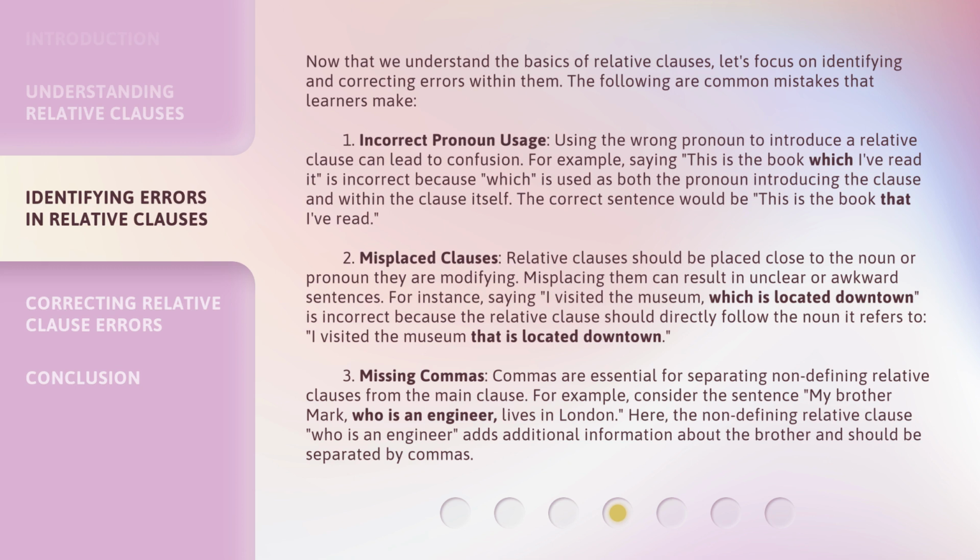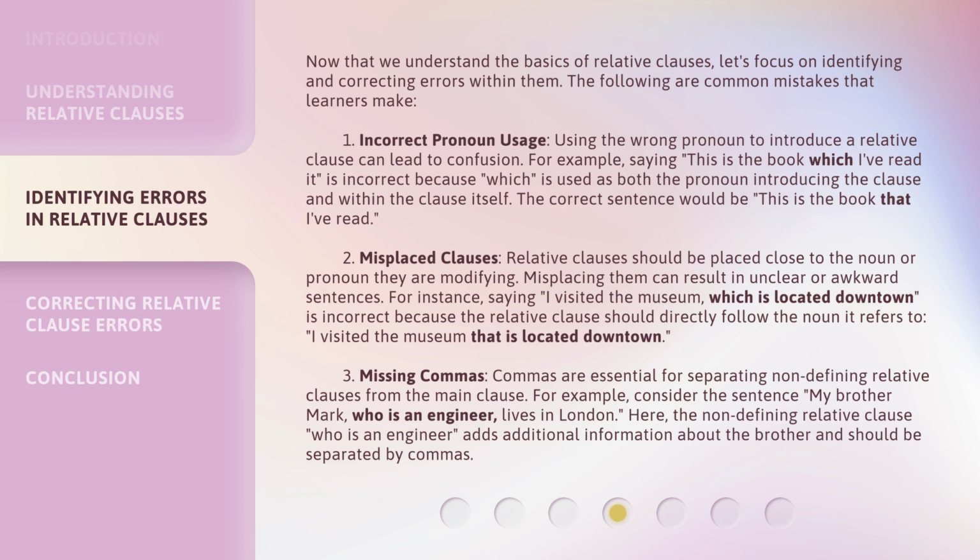2. Misplaced clauses. Relative clauses should be placed close to the noun or pronoun they are modifying. Misplacing them can result in unclear or awkward sentences. For instance, saying, "I visited the museum, which is located downtown," is incorrect because the relative clause should directly follow the noun it refers to. I visited the museum that is located downtown.